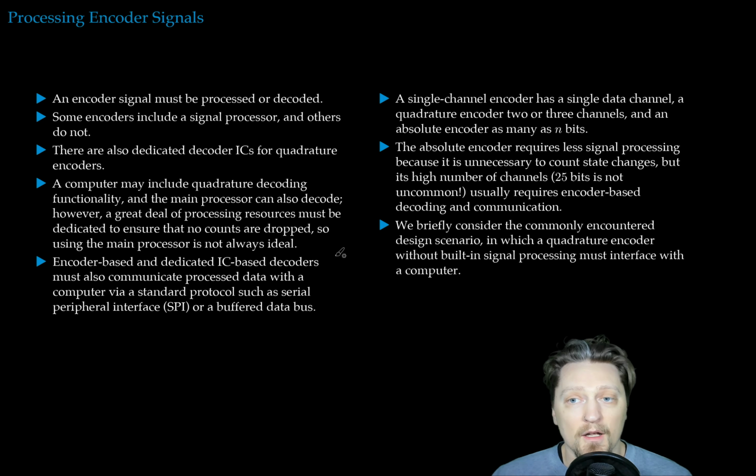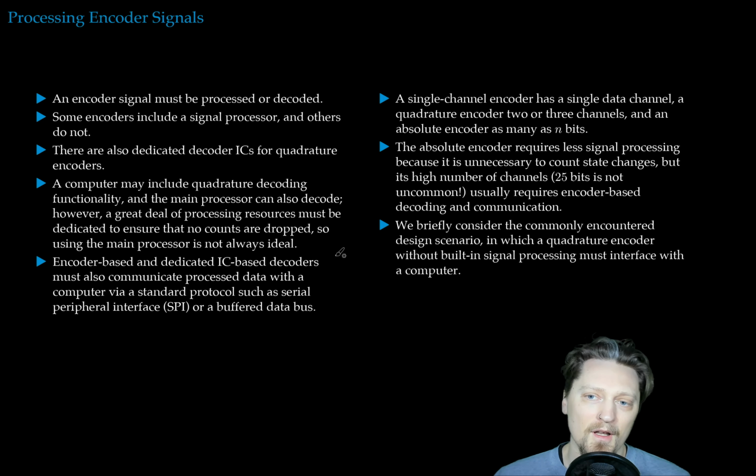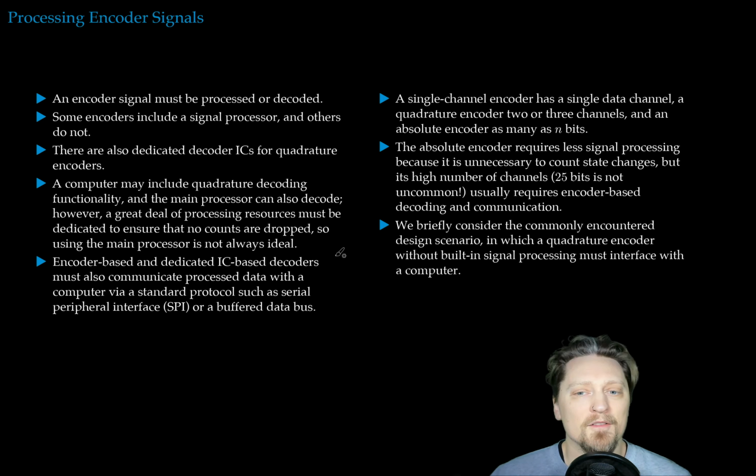A single channel encoder has a single data channel, a quadrature encoder 2 or 3 channels, and an absolute encoder as many as n bits. The absolute encoder requires less signal processing because it is unnecessary to count state changes, but its high number of channels, 25 bits is not uncommon, usually requires encoder-based decoding and communication.